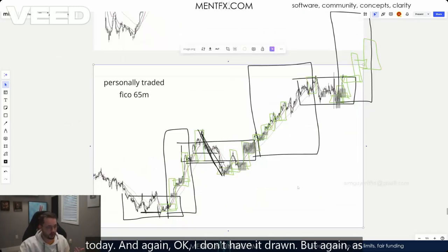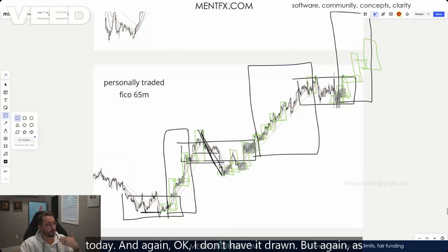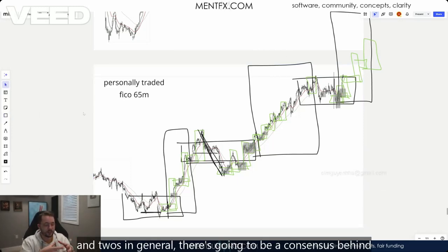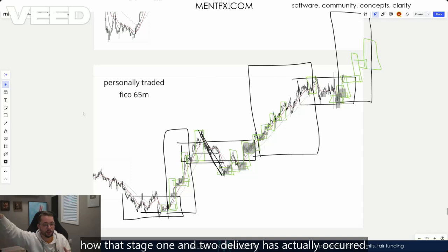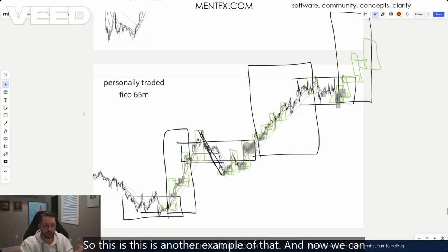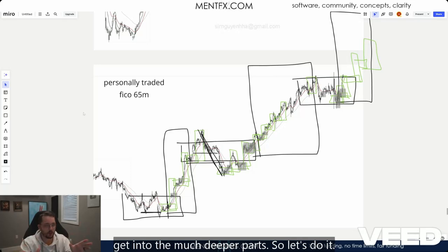And again, I don't have it drawn, but as you saw in the other ones, if you try to draw the stage 1s and 2s, in general, there's going to be a consensus behind how that stage 1 and 2 delivery has actually occurred. So this is another example of that. And now we can get into the much deeper parts. So let's do it.